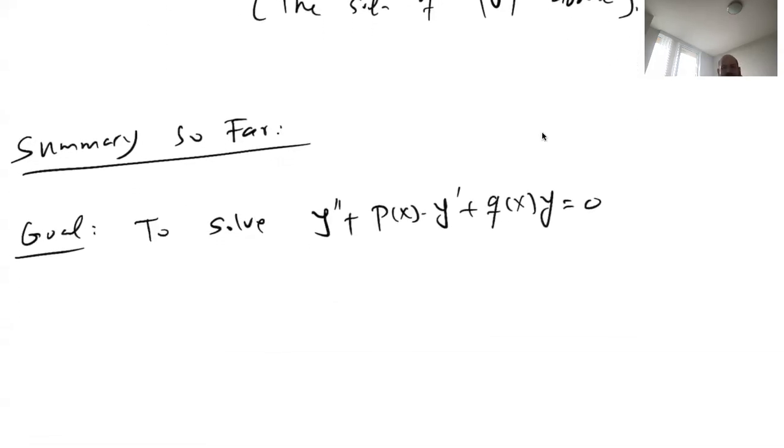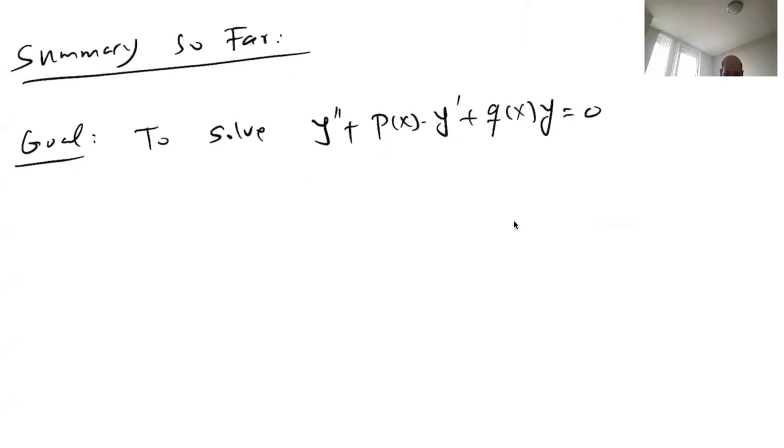And p of x and q of x, we assume they're continuous functions in order to guarantee existence and uniqueness of solution with two initial values. If you have two initial values and p of x and q of x are continuous functions, then we are guaranteed to have a unique solution. Now, the simplest case that we want to consider as our starting point is if p of x and q of x are constants themselves, constant functions.